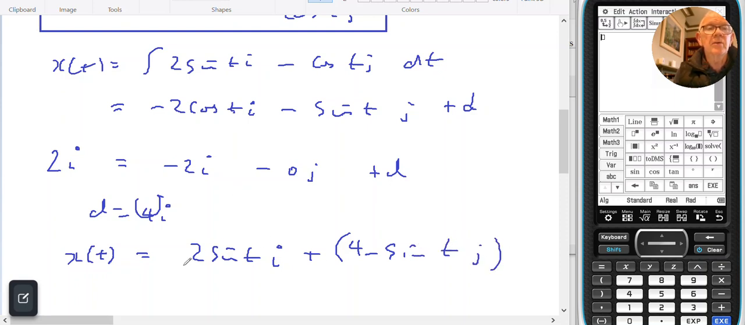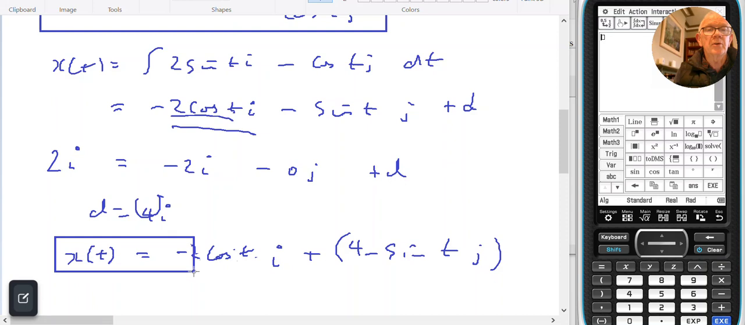Now that 4 has to be with this line here, not that line there. So let's get rid of that, and I need to put in this: -2cos(t) i. So that's going to be that expression.